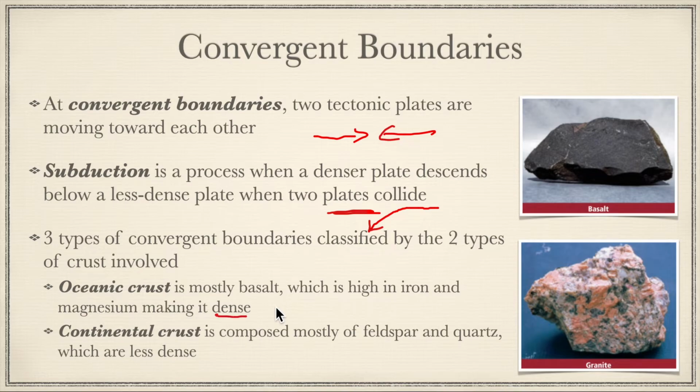So oceanic crust is very dense. That's kind of what this is here. So you have these rocks that are high in iron and magnesium. Then you have continental crust, which is composed mostly of feldspar and quartz, which we said are silicates. So these silicate minerals are less dense than the basalt rock. Okay, we actually call this granitic rock, like granite, which is basically what this is.